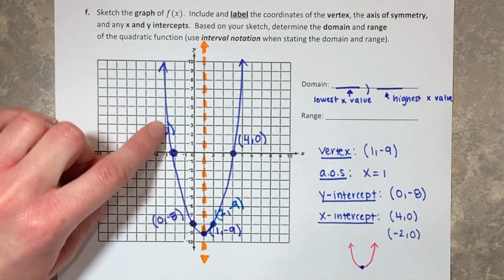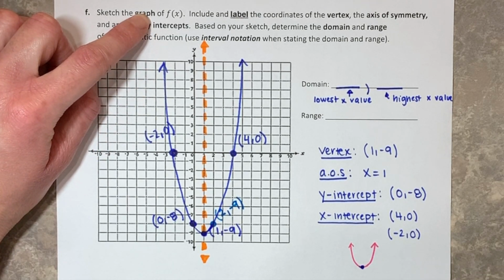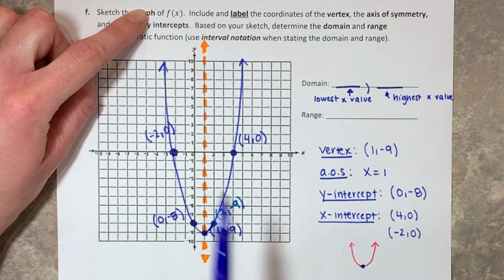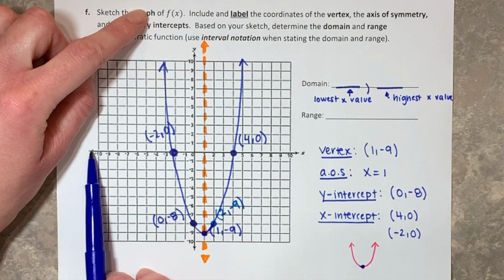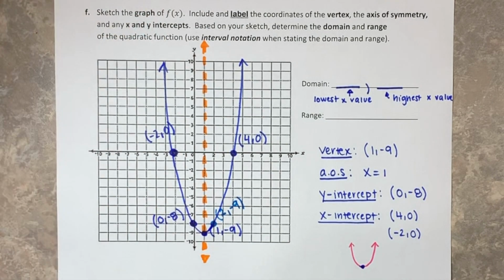Now, our graph keeps going off and off and off to the left. That means our x values keep going off to the left, and as the x values go off to the left, they get more and more negative. So our x values are going to go off to -infinity. So we can see our lowest x value is -infinity.